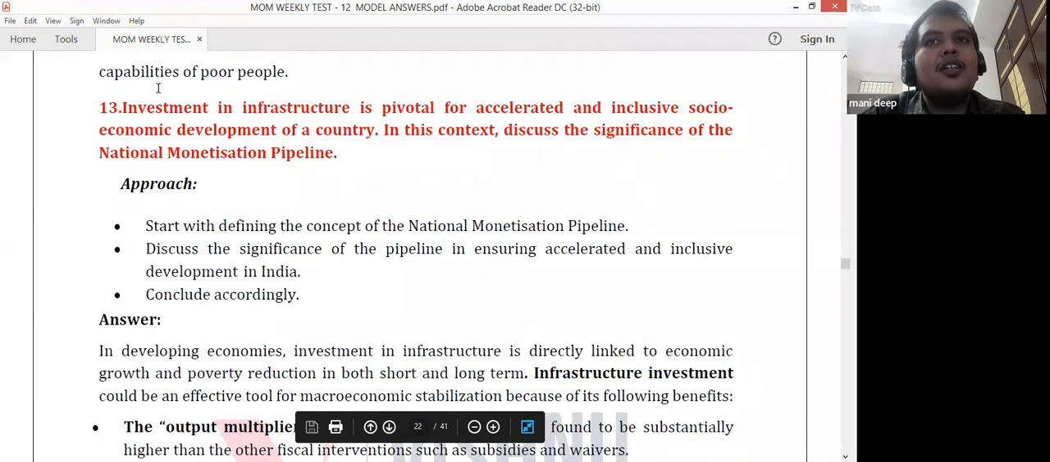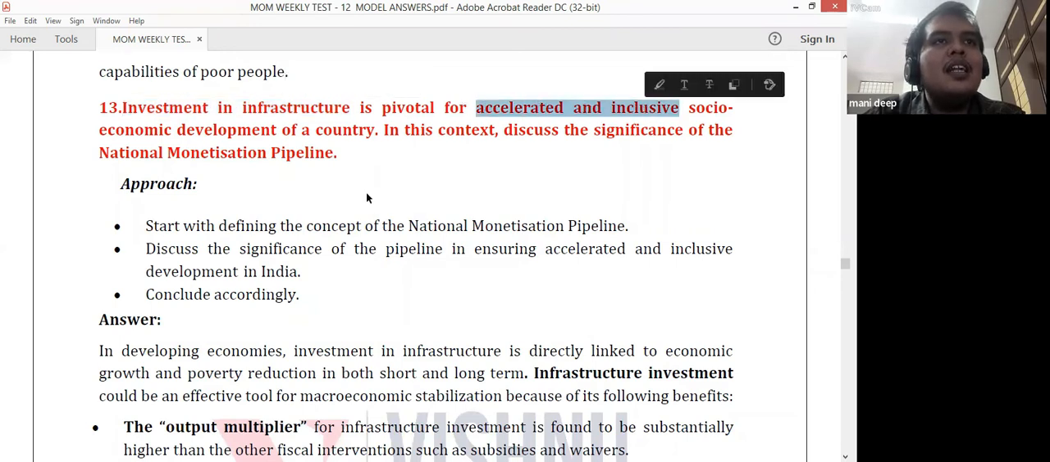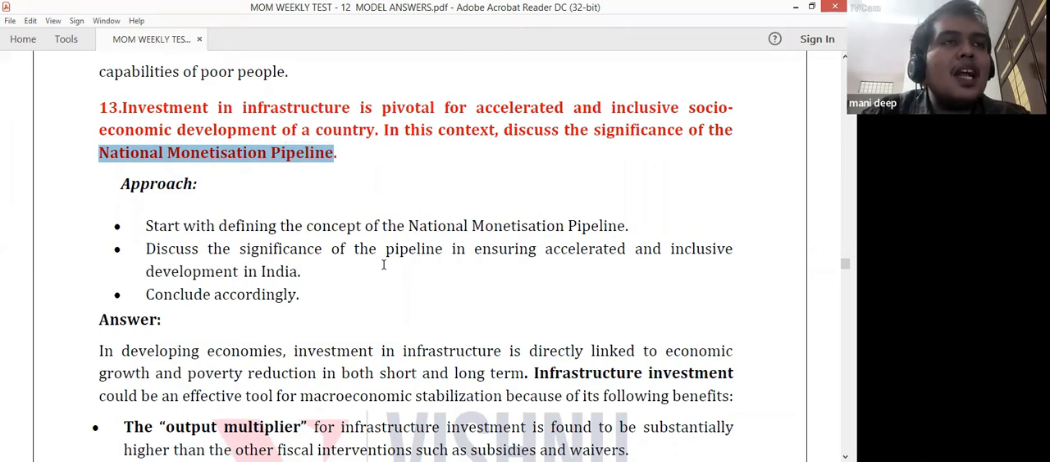Then the next question is regarding investment in infrastructure is vital for an accelerated and inclusive society. In this context, discuss the significance of the National Monetization Pipeline. In the first part of the question, you should write about how investing in infrastructure is very important for accelerated growth and inclusive growth. Infrastructure can be social infrastructure or physical infrastructure. Social infrastructure is investing in schools, hospitals, vaccination centers, etc. And physical infrastructure is investing in roads, railways, airways, etc.